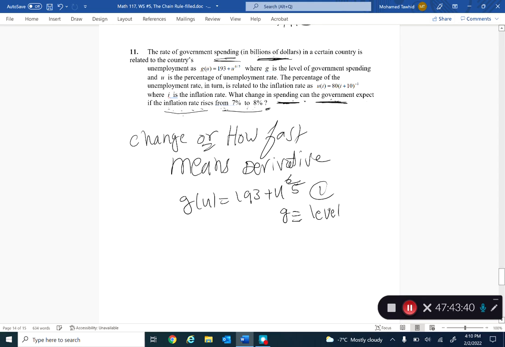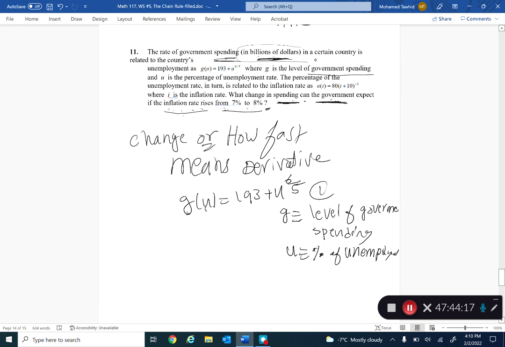Level of government spending. You just copy from here, the level of the government spending. So that is your G, right? What is U? G here is a function of U. U here is the percentage unemployment rate. All right, so I'm just writing. Call this equation 1. Your G is a function of U, the unemployment rate. G is the level of spending money of the government, and this money must be in billions of dollars. That is what is given.